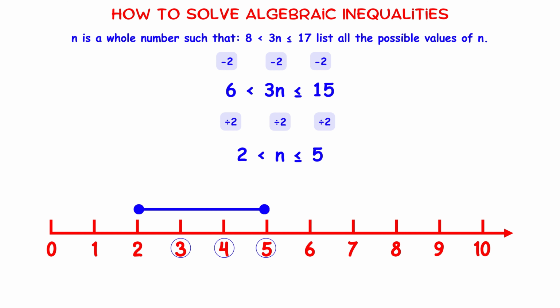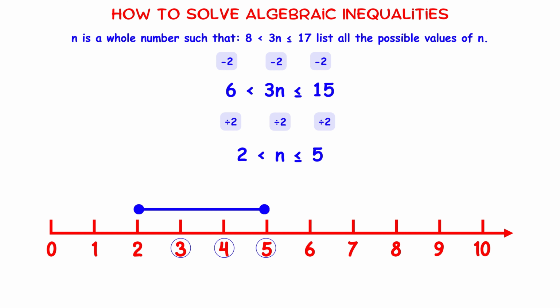If it helps, you can draw this out on a number line where we put little circles above the 2 and the 5, and then join them up with a line to show that n has to be somewhere in this region. Importantly, though n has to be more than 2, it can't be 2 itself, so we leave the circle above the 2 blank, whereas because n is less than or equal to 5, it can be 5 itself, which means we fill in this circle above the 5. So the possible values then are 3, 4, and 5.